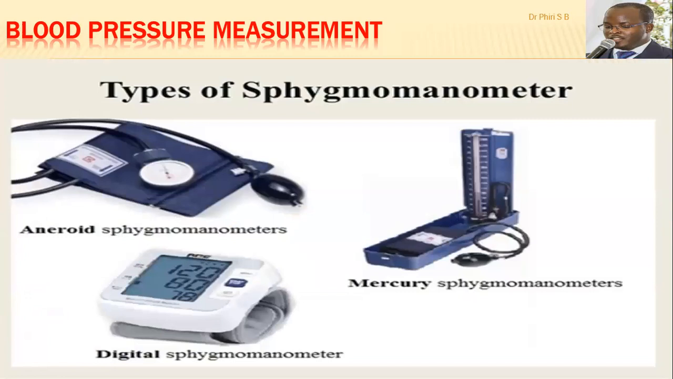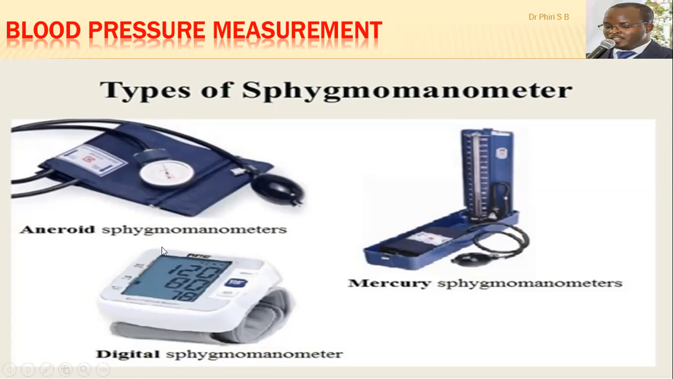So these are different types of sphygmomanometer that are used to take blood pressure. We have the aneroid sphygmomanometer, then the Mercury sphygmomanometer, then the digital sphygmomanometer. The one which is recommended is the Mercury sphygmomanometer. But Mercury is dangerous, so sometimes when they break, you are exposed to mercury, and it can bring other issues. So nowadays most people normally use the digital sphygmomanometer.